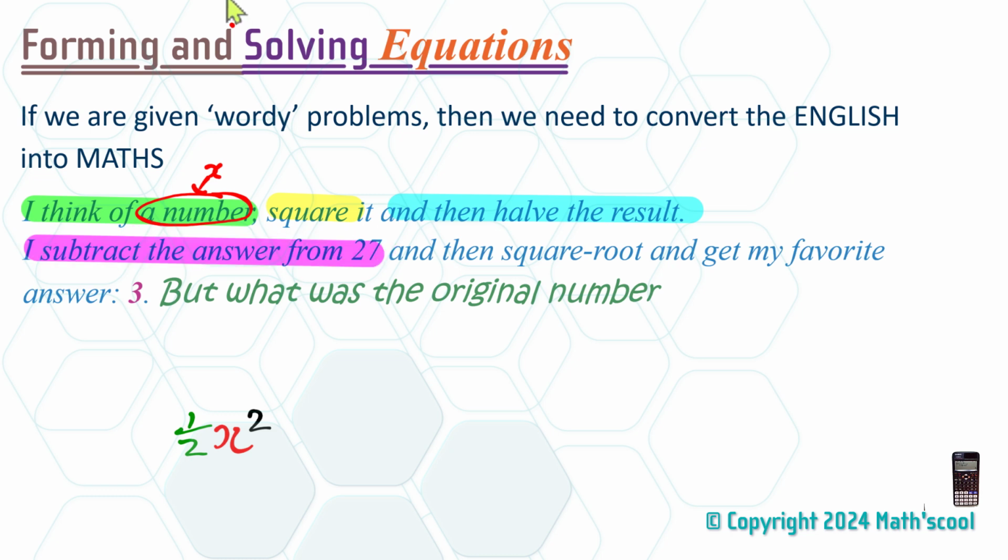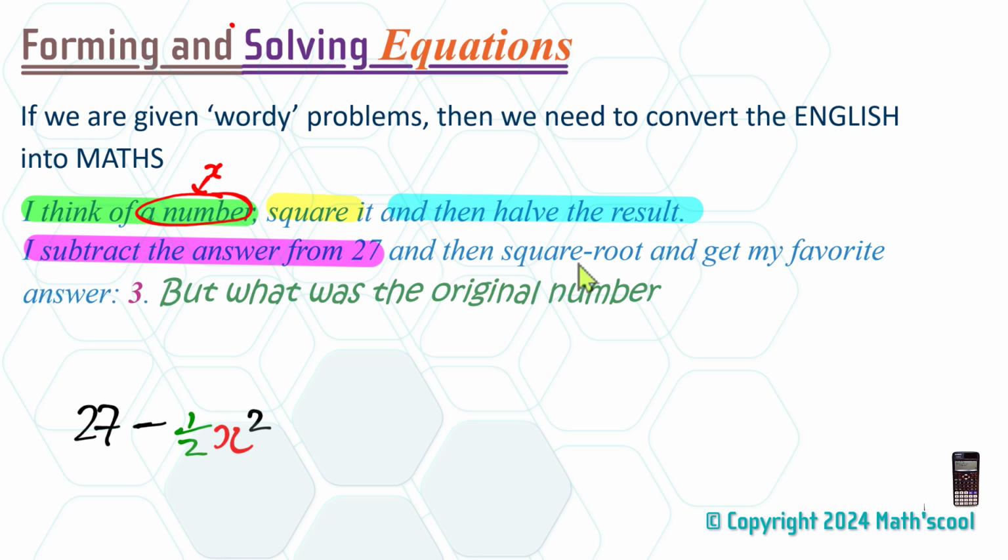I subtract the answer from 27. So I'm going to write that like this. You tell me if you agree with it. Minus 27. No, of course you didn't agree with it. I didn't subtract 27 from it. I subtracted it from 27. So yeah, well spotted. So that's 27 minus the answer from what we've done before.